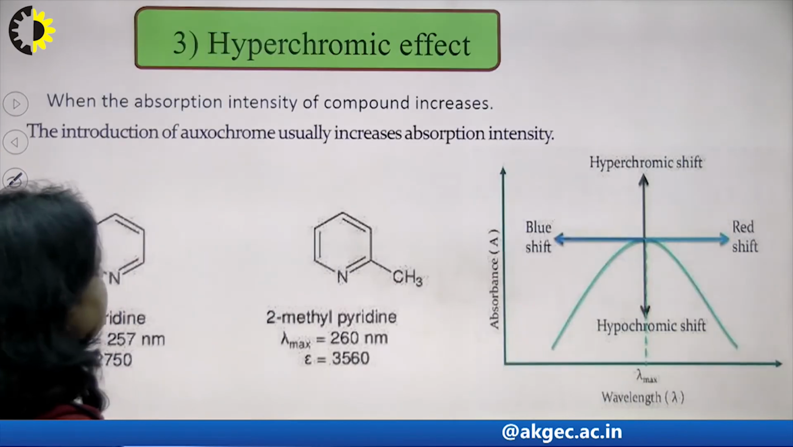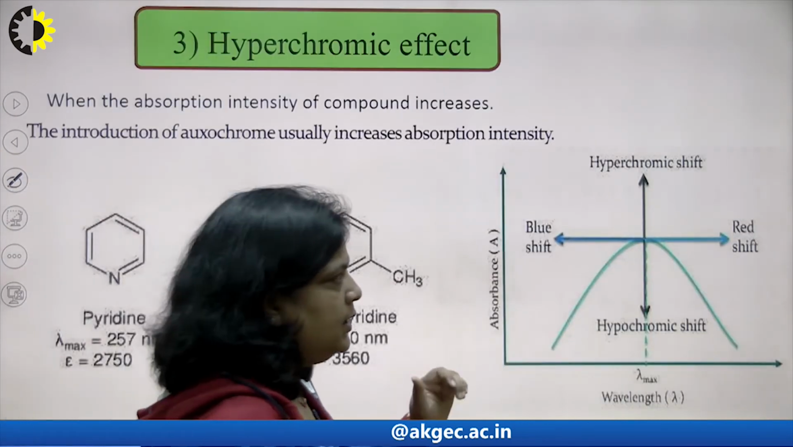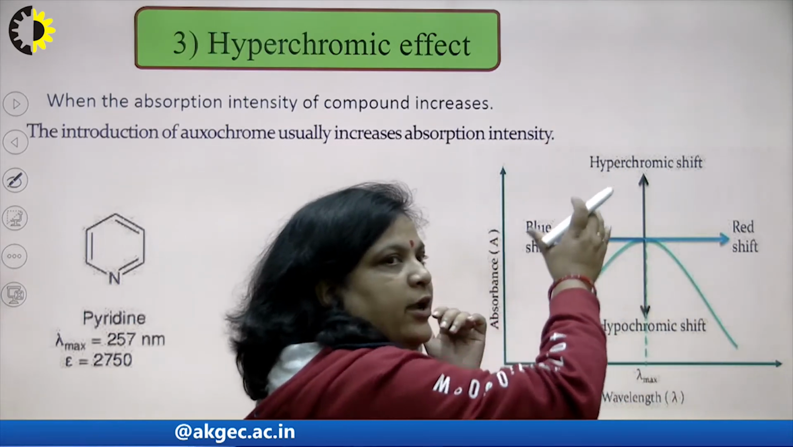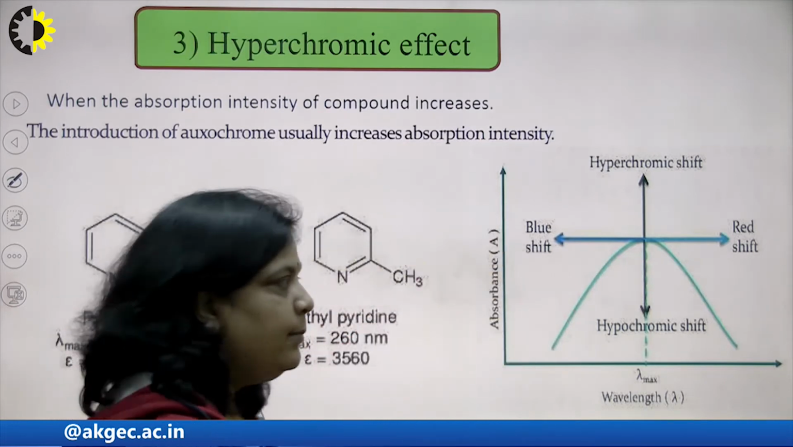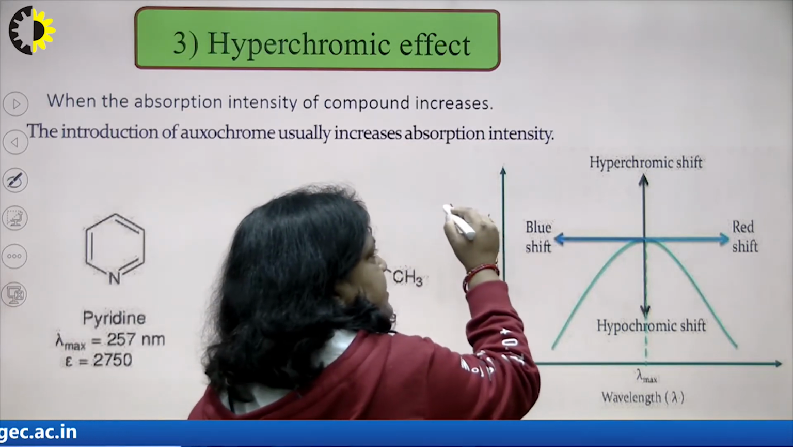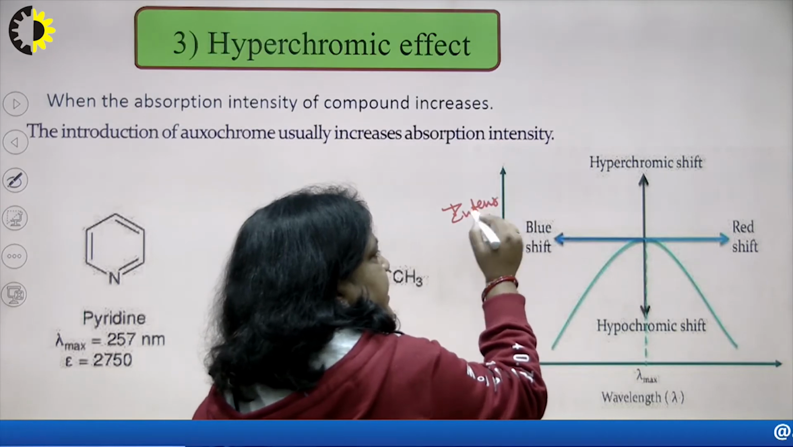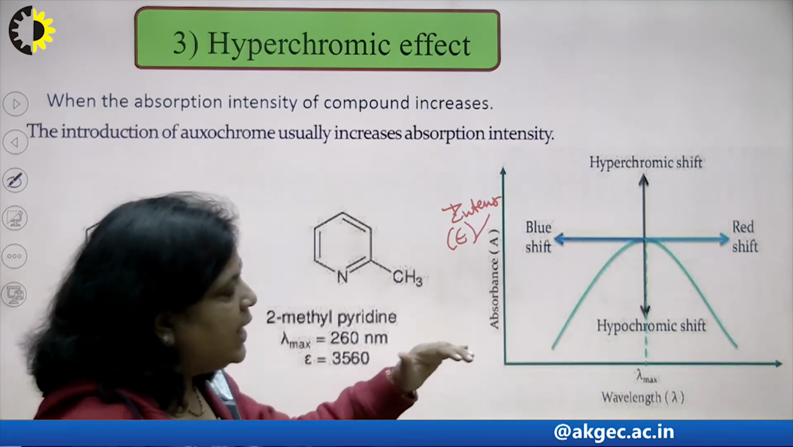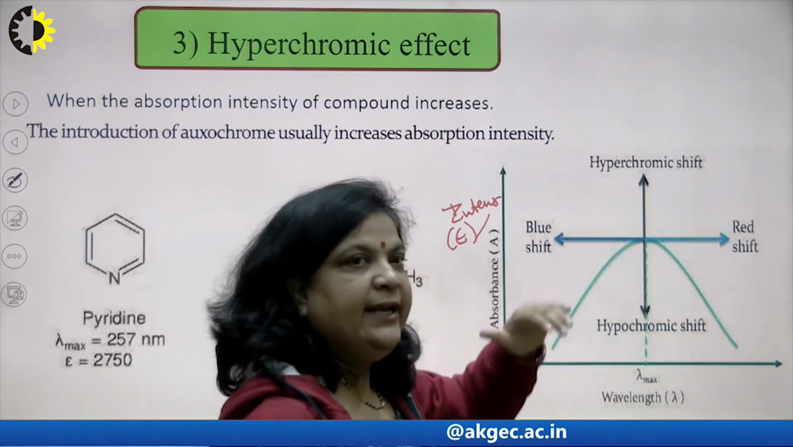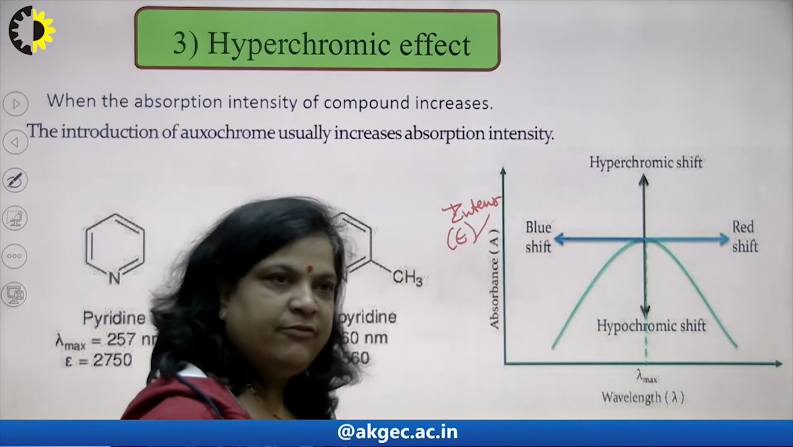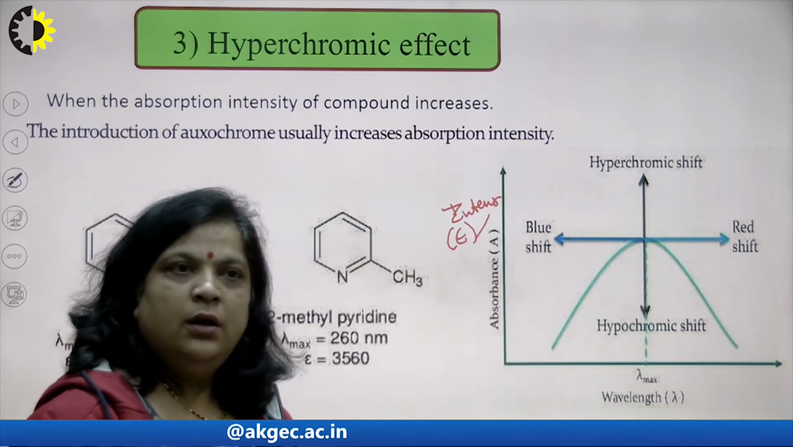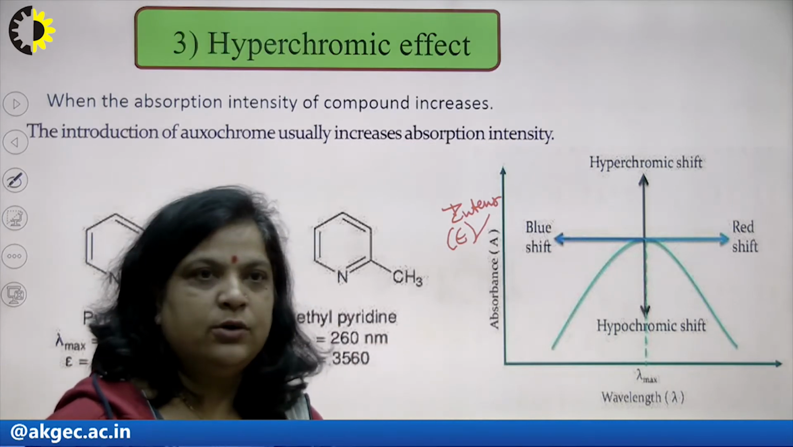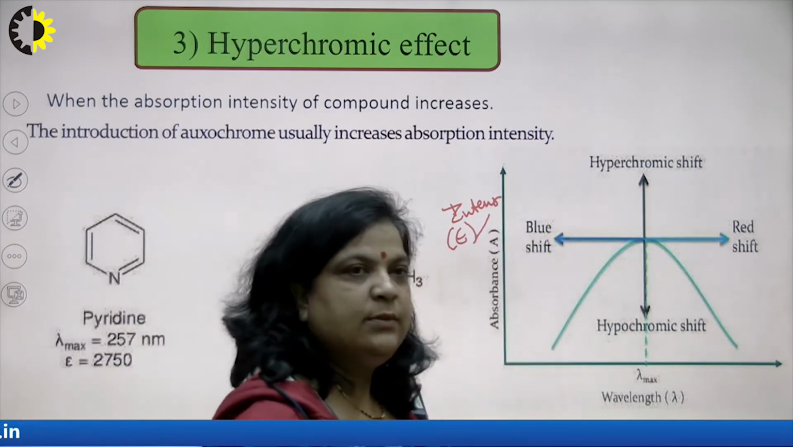Now, the third shift is the hyperchromic shift. It is not towards the right side or left side; it is upward. If the absorption intensity increases, because on the y axis we can take intensity also, and intensity roughly you can say is about epsilon, we will discuss this later. So, if the height of the absorption maxima increases, this is called hyperchromic shift, and generally it is due to introduction of an auxochrome. If we introduce some group which may act as an auxochrome, the intensity of the absorption maxima increases.